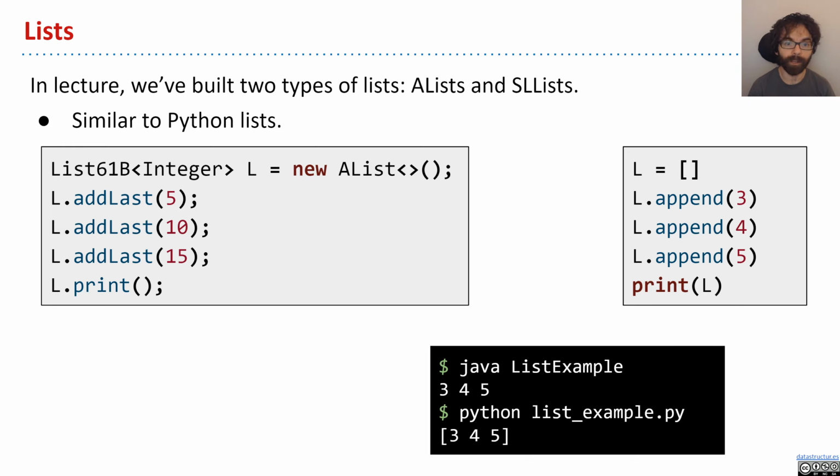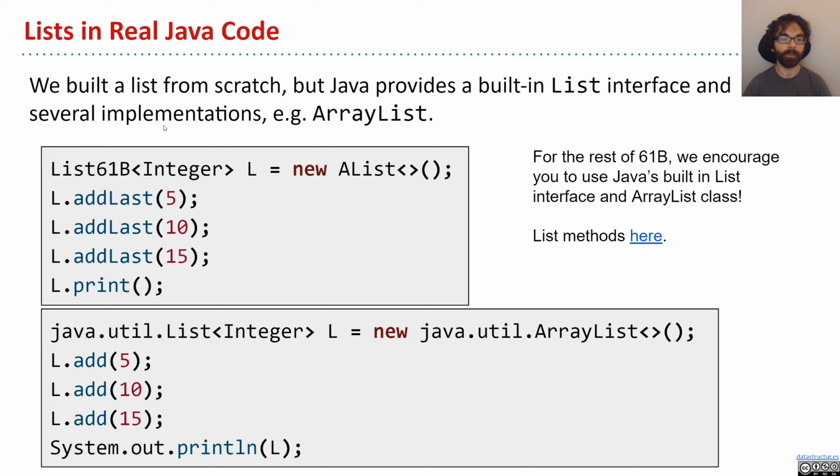Now, of course, real Java code doesn't use List61B or AList. And in fact, the Java language designers have provided implementations of a list-like data structure in the form of an interface called java.util.List. So this is what we've built from scratch, but in the real world, you would use java.util.List, which simply has a method called add rather than addLast. And if you print out a list, there's some clever stuff that it does so that it prints out nicely instead of having to have a special purpose print method. And we'll talk about some of that in a few lectures.